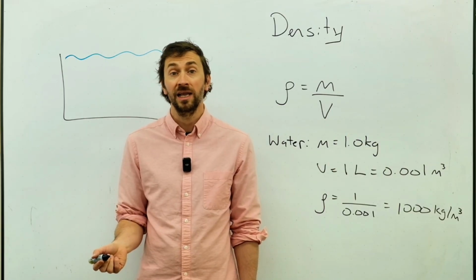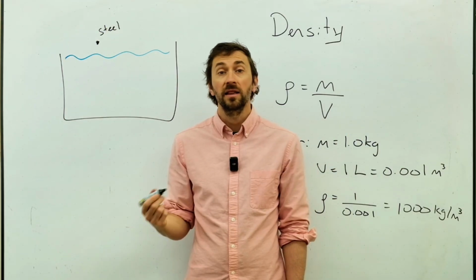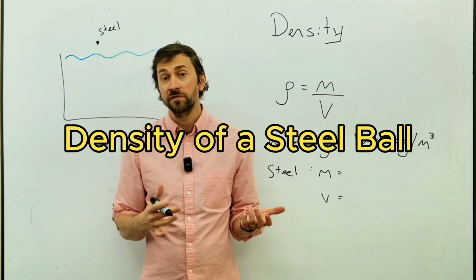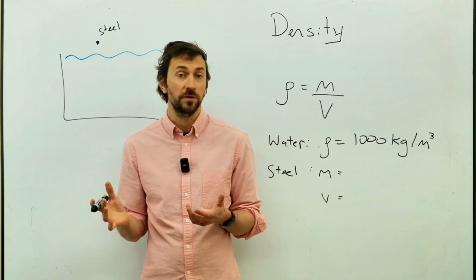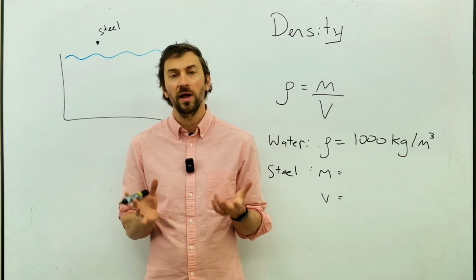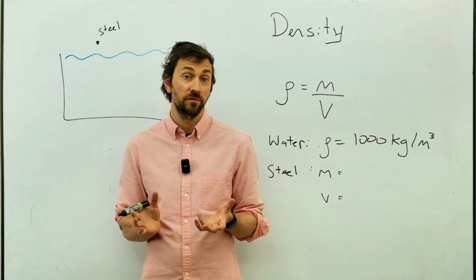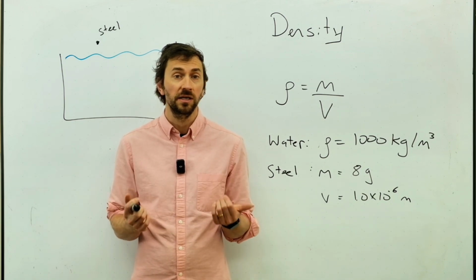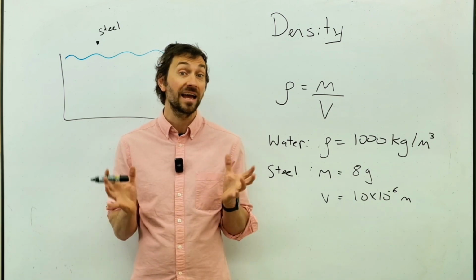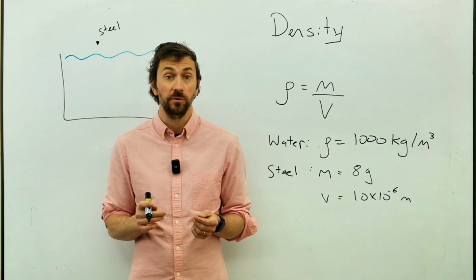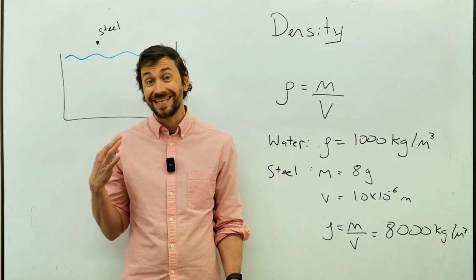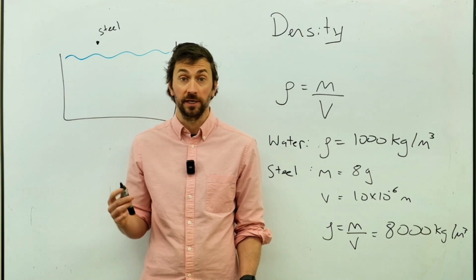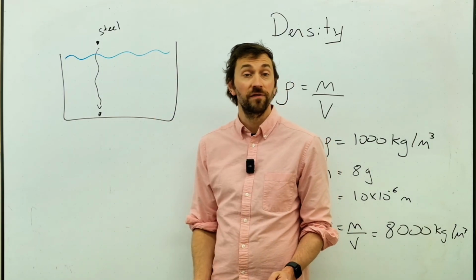Okay, let's imagine a little steel ball. And let's see what the density of a steel ball is. Let's say we measure the mass of this steel ball and the volume of the steel ball. Let's say the ball has a mass of 8 grams and the volume is very small. If we put these numbers together, we calculate that the density of steel is going to be 8,000 kilograms per meter cubed. So the steel ball has a density that's larger than the density of water, so it's going to sink. And it'll fall all the way to the very bottom.